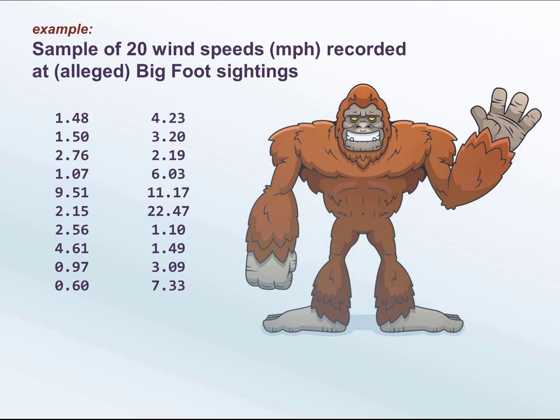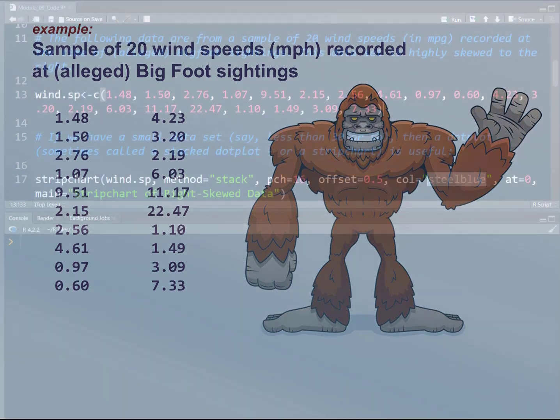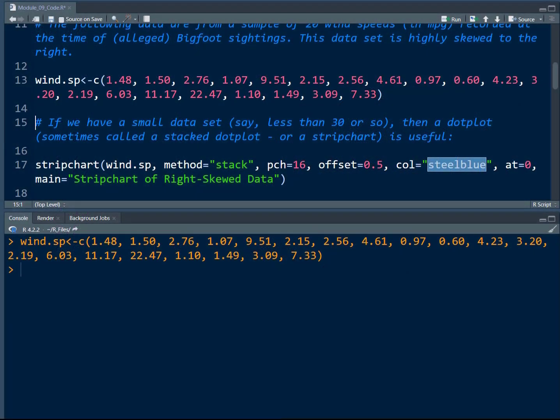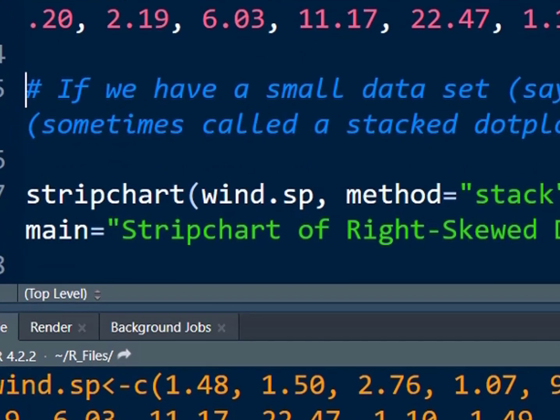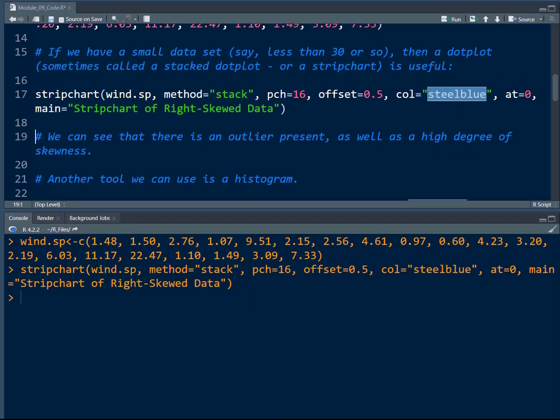Okay, so let's begin with a data set that is highly skewed to the right. These data are a sample of 20 wind speeds in miles per hour recorded at the time of alleged Bigfoot sightings. One tool that we can use to look for outliers, skewness, or multiple modes is a strip chart, also known as a stacked dot plot.